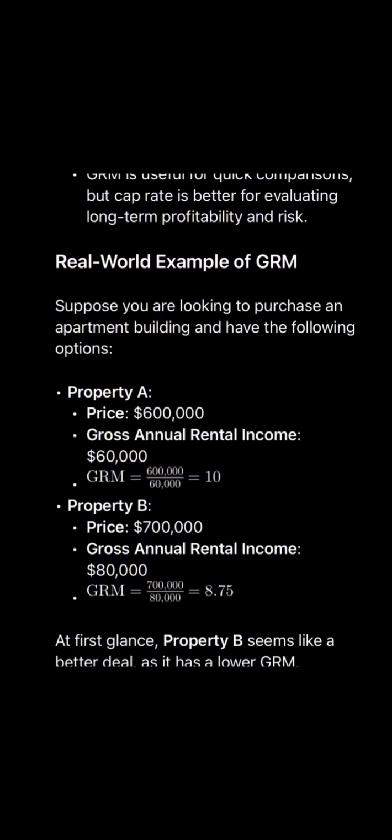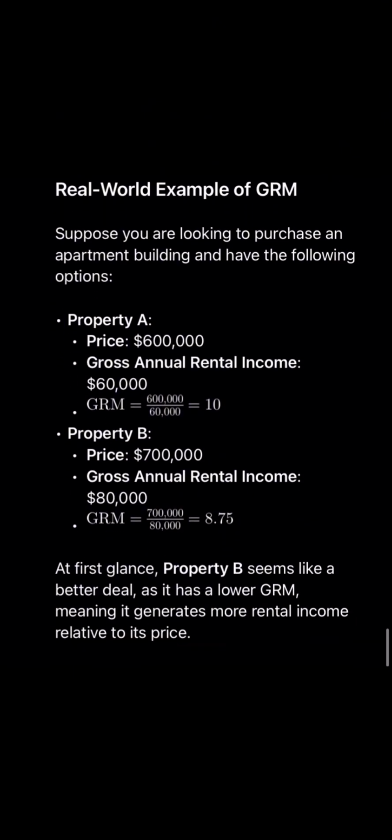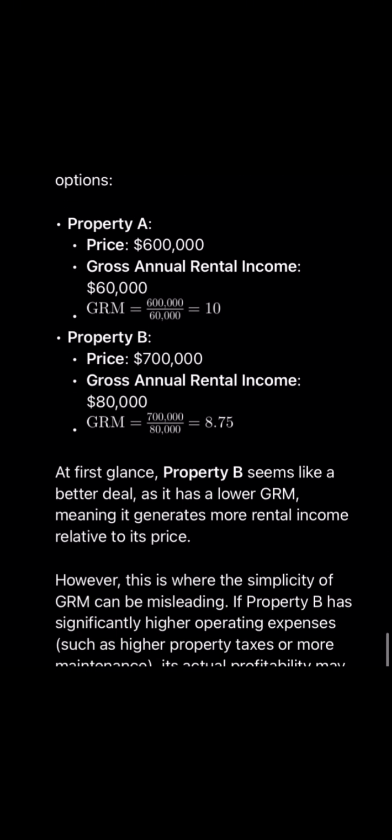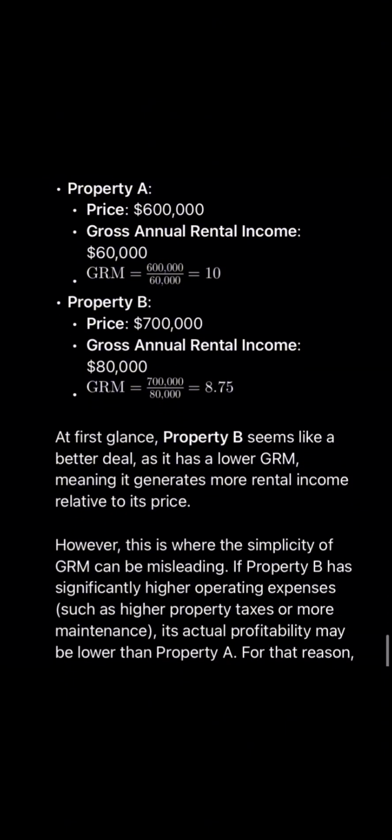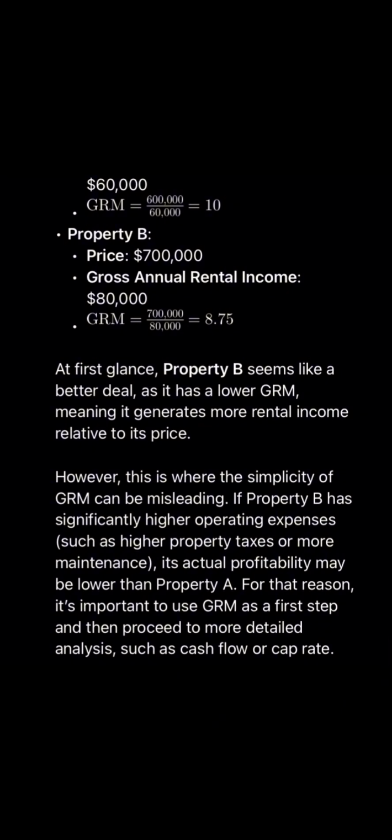Real-world example of GRM. Suppose you are looking to purchase an apartment building and have the following options. Property A. Price, $600,000. Gross annual rental income, $60,000. 600,000 divided by 60,000 equals 10. Property B. Price, $700,000. Gross annual rental income, $80,000. 700,000 divided by 80,000 equals 8.75.